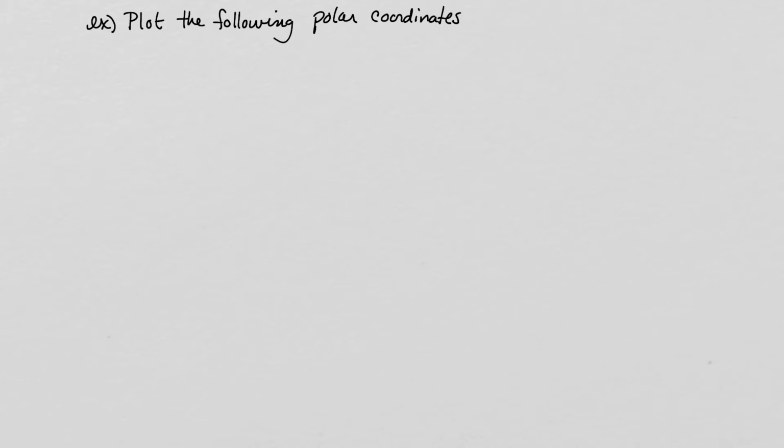So, we're going to plot the following polar coordinates. So, A: (3, negative 4 pi over 3). This is where I feel like being online is not the greatest, because I usually bring in string and show these on the blackboard, but we're going to try our best here. So I'm going to go out.